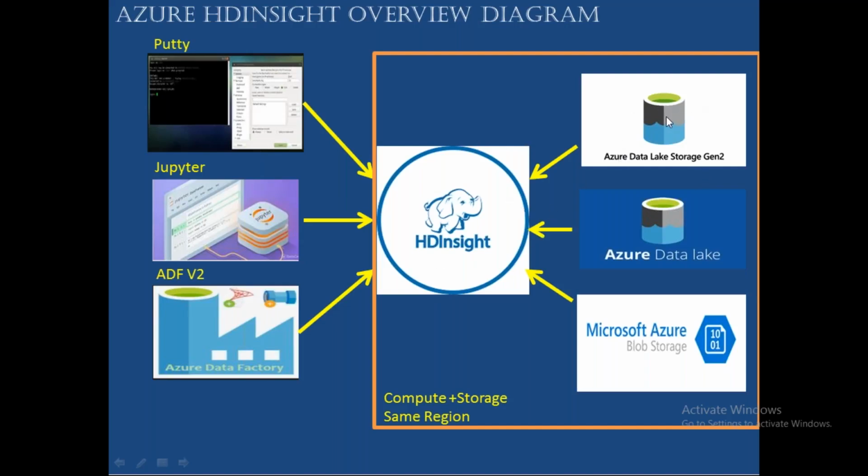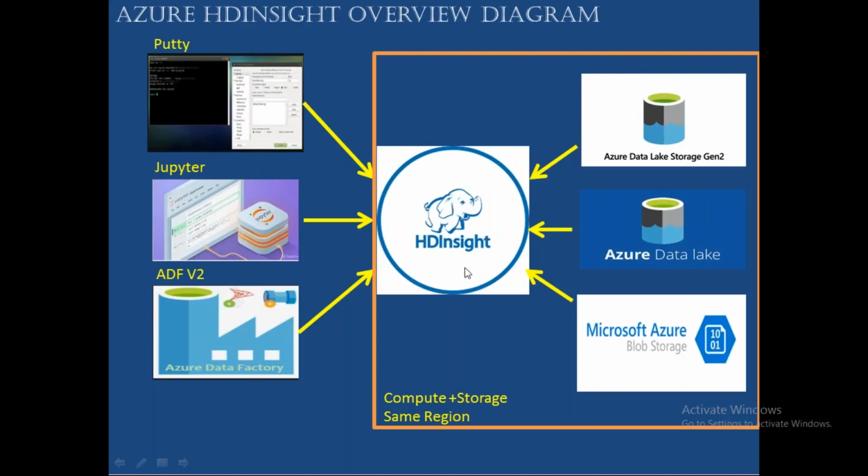I have Data Lake Storage Gen 2, Data Lake Storage Gen 1, and Blob Storage. Can I access data from all these three storages or not? By default, no, you cannot read. But you can read whatever storage you have created, if you attach it and use it within Azure HDInsight.